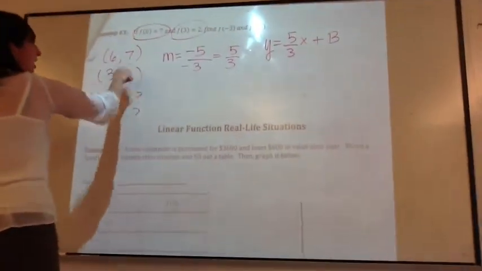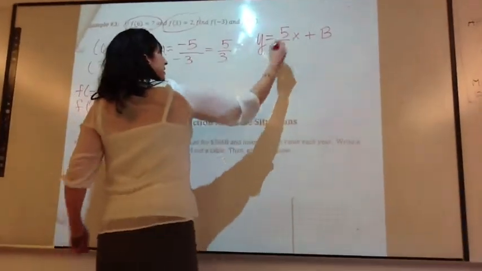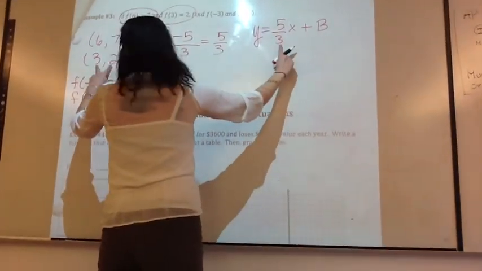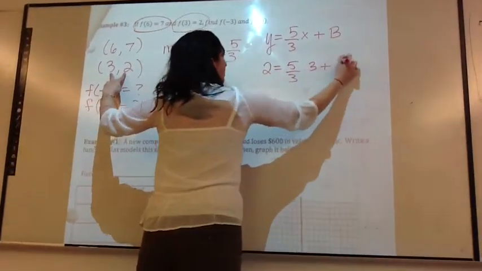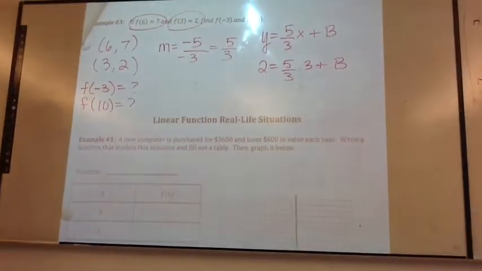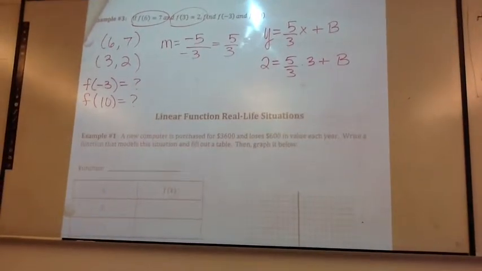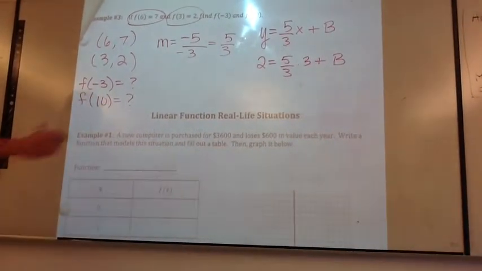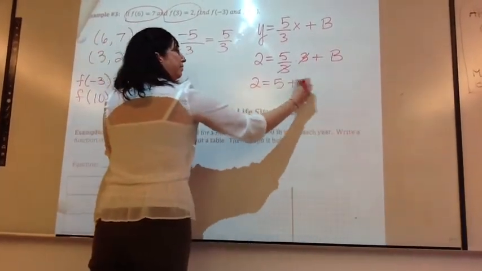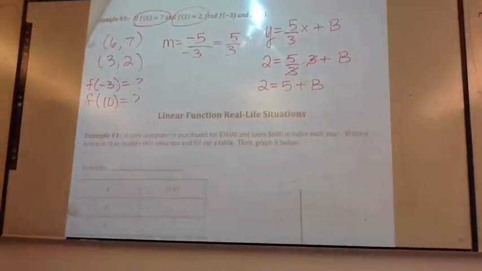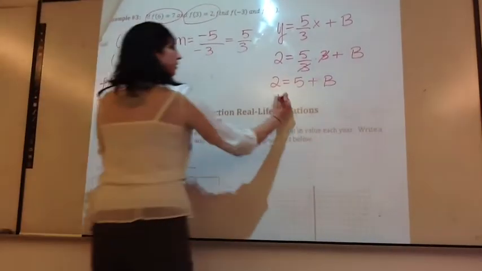Pick a point. Do you want 3, 2 or 6, 7? I want 3, 2 because I'm looking at this and I'm thinking I can cancel with the denominator, and that's what's going to happen. So y is 2, x is 3. We're going to plug in to get b. Okay? 3's cancel. 2 equals 5 plus b. b equals negative 3.